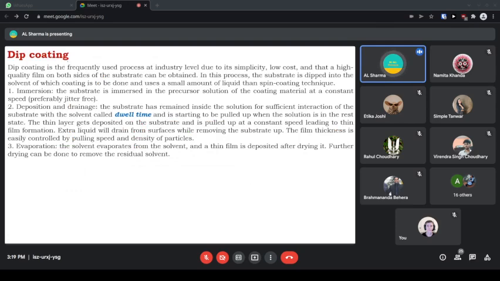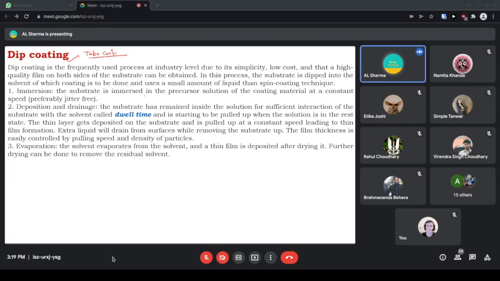This is the dip coating technique. This is somewhat similar to the tape cast or the solution cast techniques that you have studied. So in the dip coating technique, what are we looking at? Dip coating is a frequently used process at industry level due to its simplicity, low cost, and that a high quality film on both sides of the substrate can be obtained. In this process, the substrate is dipped into the solvent of which coating is to be done, and it uses a small amount of liquid compared to the spin coating technique.